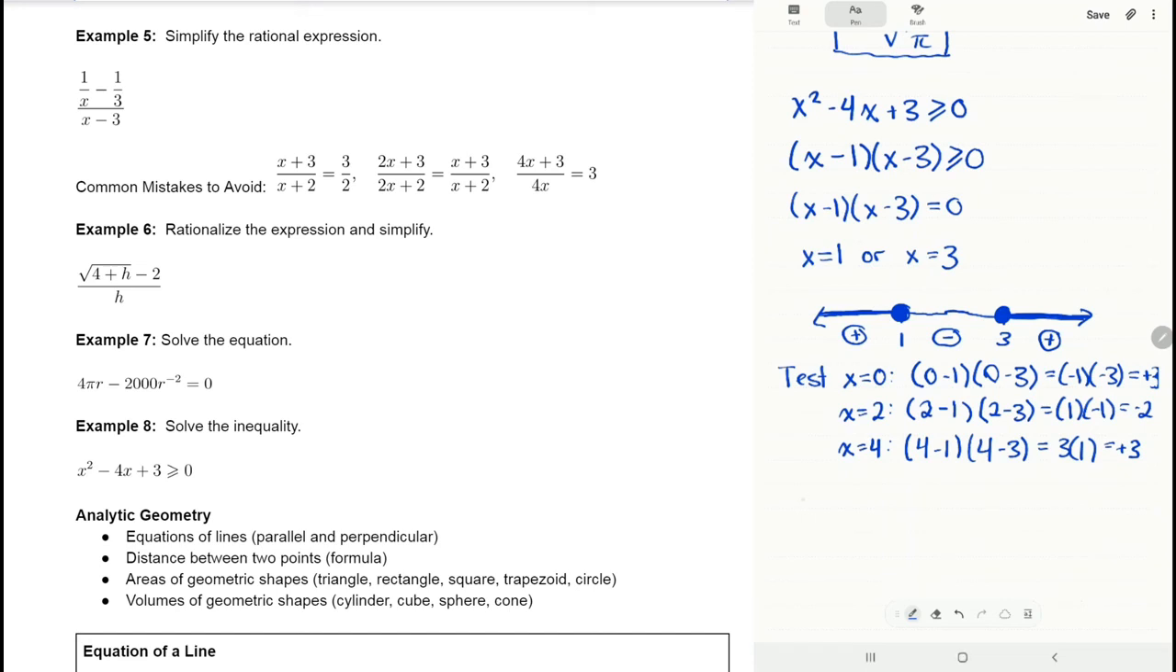And so the solution is any values of x from the interval from negative infinity to positive 1, union positive 3 to infinity. And recall that we use square brackets when we want to include the values, and we use round brackets to exclude the values.